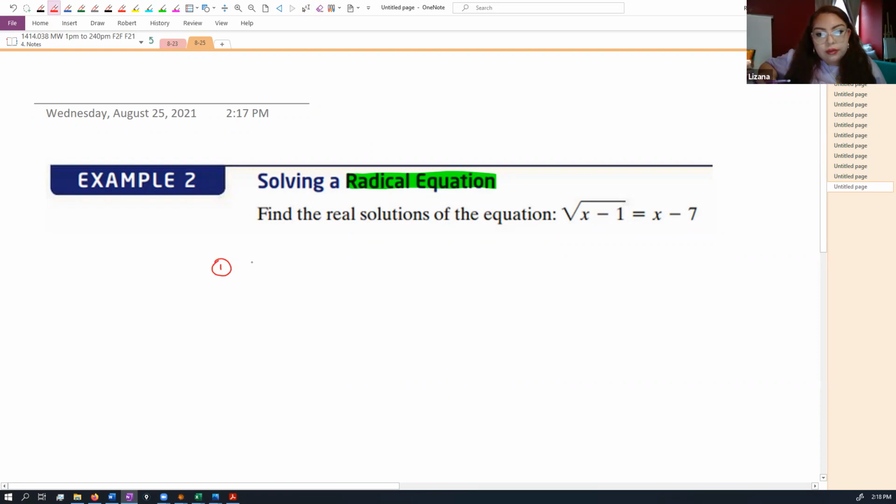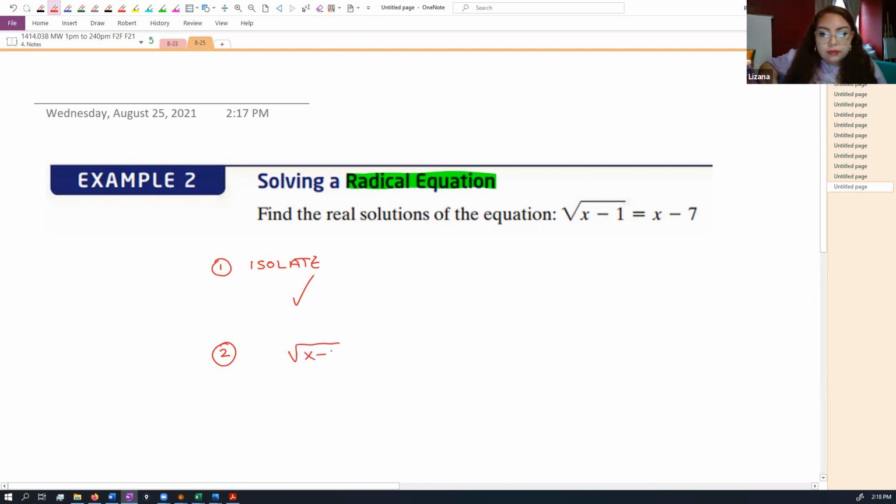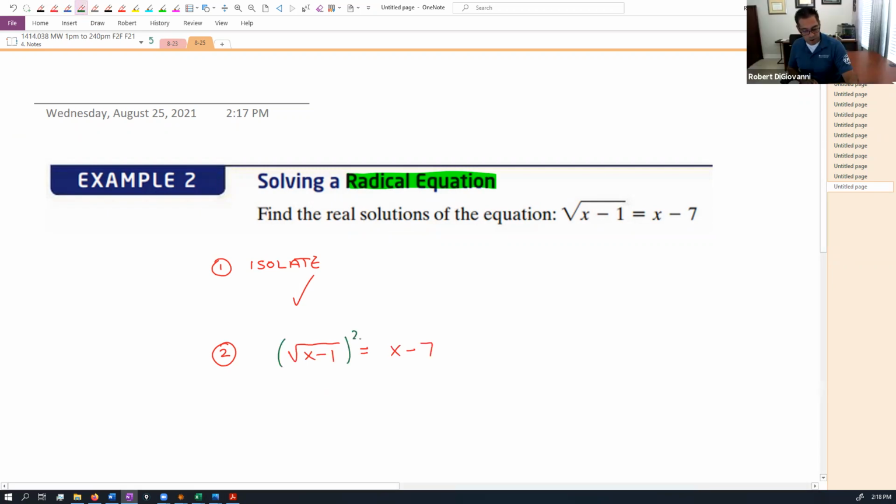Isolate the radical. Okay. So is the radical isolated right now? Is it by itself on one side of the equation? Yes. Okay, so check, it's isolated. We don't need to do anything. Second step. You want to keep going? Get rid of the radical by raising both sides. We're going to raise both sides of the equation to what power, Lisana? Second power. Because it's a square root, we will go squared here, and we will go squared here.